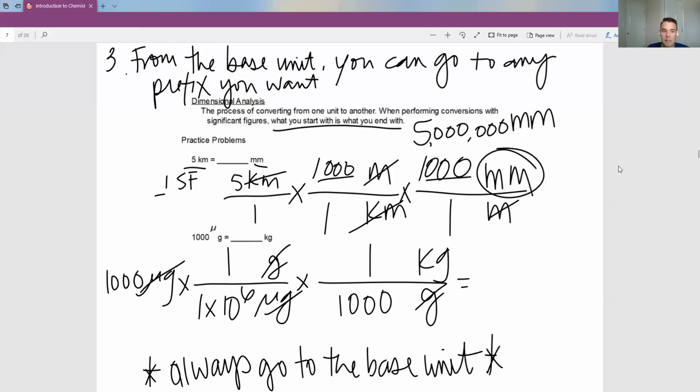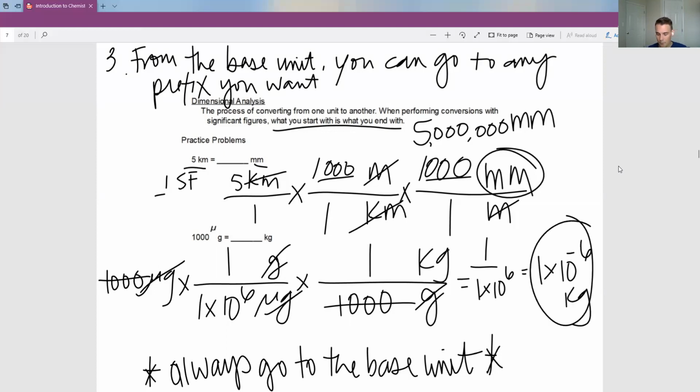This math is actually really easy, and we really want to practice not just putting everything into our calculator. So if units can cancel what's on top and what's on bottom, so can numbers. This 1,000 on the top can cancel out with this 1,000 on the bottom, okay? So they can go away. So my answer is 1 over 1 times 10 to the 6th, which is 1 times 10 to the negative 6th. And of course, my units are kilograms. And that's my answer. That's dimensional analysis.